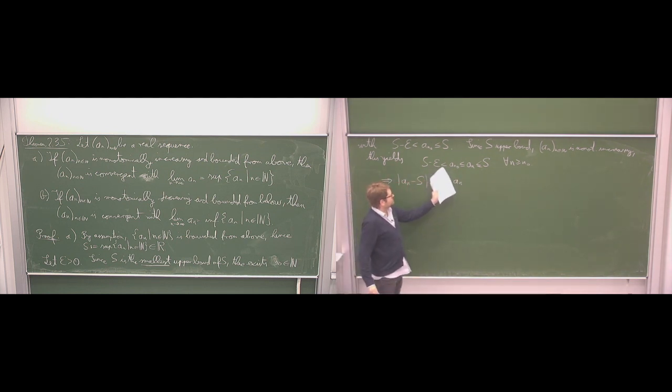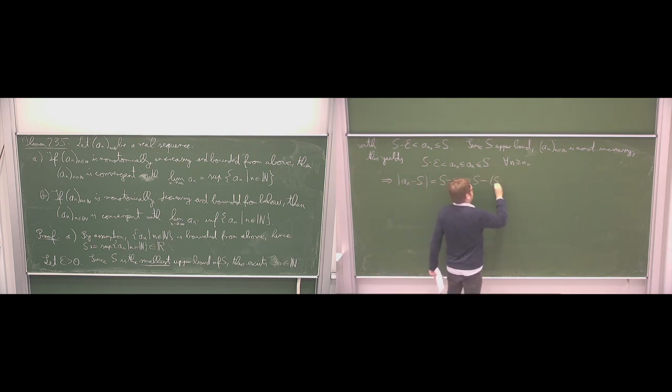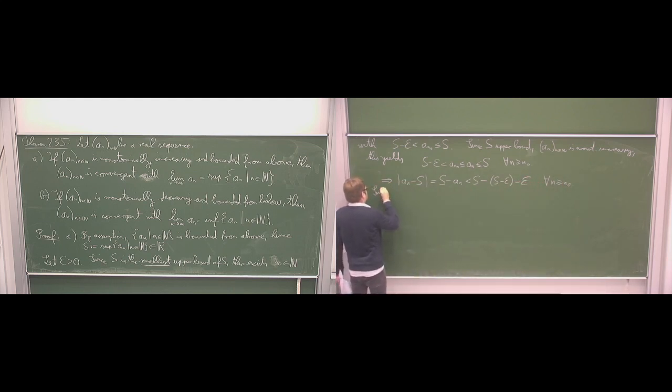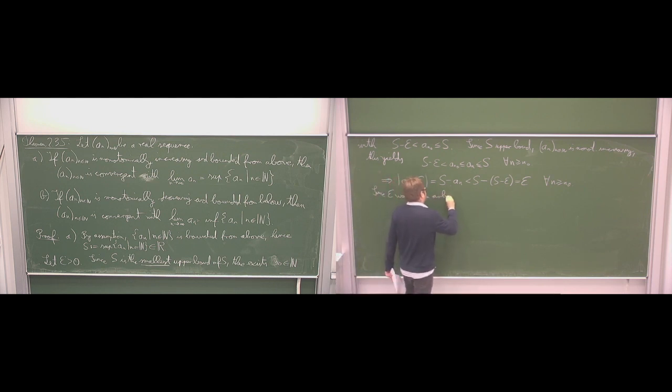Okay, but if we now use this inequality, so we have a_n bigger than s minus epsilon, and if we now have a minus in front of it, this changes the inequality. So this means this is smaller than s minus (s minus epsilon), which is of course epsilon, for all n at least n0. And this shows convergence. So since epsilon was chosen arbitrarily, this shows the convergence. So this shows that the limit of a_n is s. And this is what we wanted to show.